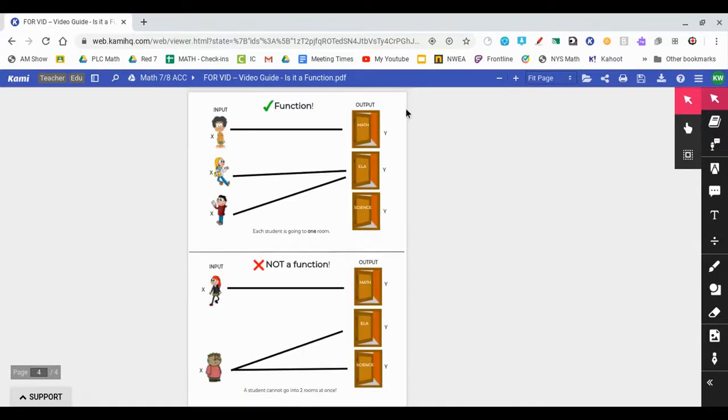In this story, the students are representing X values and the classes are representing Y values. You'll have a function if every X value goes to just one Y value. And here, a relationship is not a function when an X value goes to multiple Y values, kind of like how this student was scheduled to go to 2 different rooms.